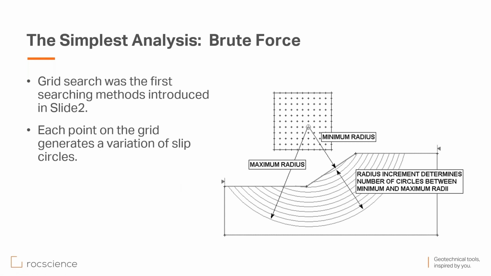So we'll start with grid search, the original searching method. The way grid search works is you define a grid with points evenly spaced inside of it, and each of these points is the center of a big circle. So for example, you pick this point and you draw a circle at this radius. Then you increase the increment of the radius, you draw another circle, and so on. You calculate the factor of safety of each of these circles, and then the one with the lowest factor of safety is the global minimum.